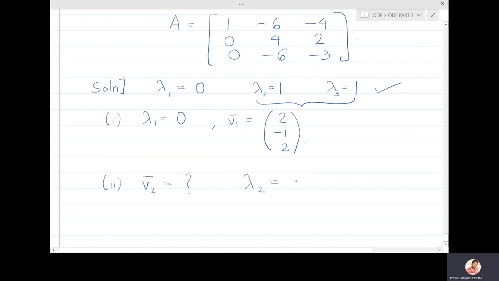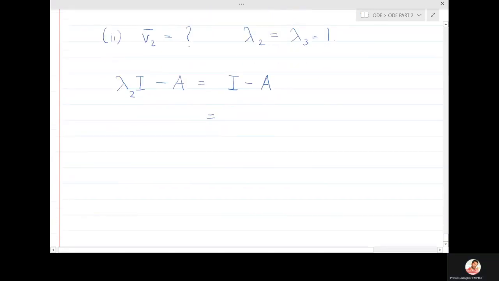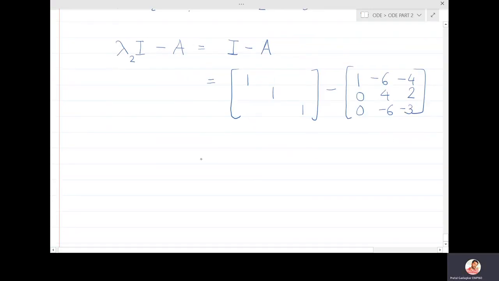corresponding to the eigenvalue lambda 2 equal to lambda 3 equal to 1. So I have to consider lambda I minus A. Lambda 2 is 1, so it is I minus A, which is the identity matrix minus matrix A, that is 1 minus 6 minus 4, 0, 4, 2, and 0 minus 6 minus 3. What does this become? This becomes 0, 6, 4, 0, minus 3, minus 2, and 0, 6, 4. So it becomes quite simple.